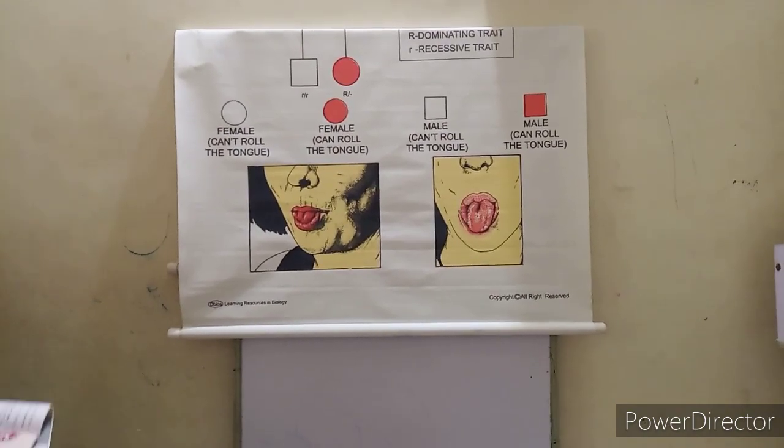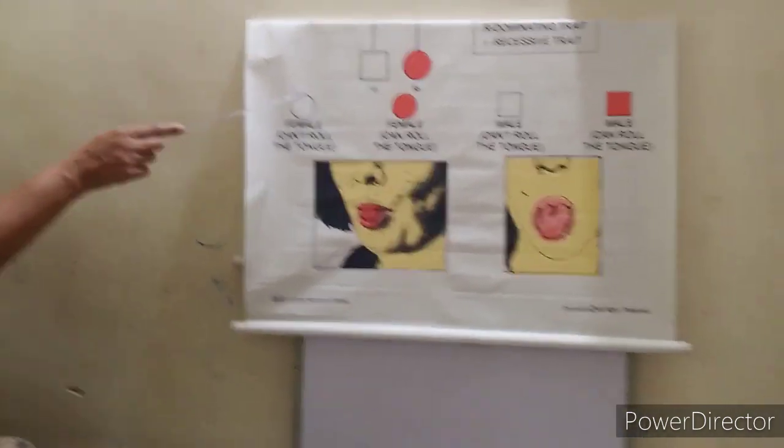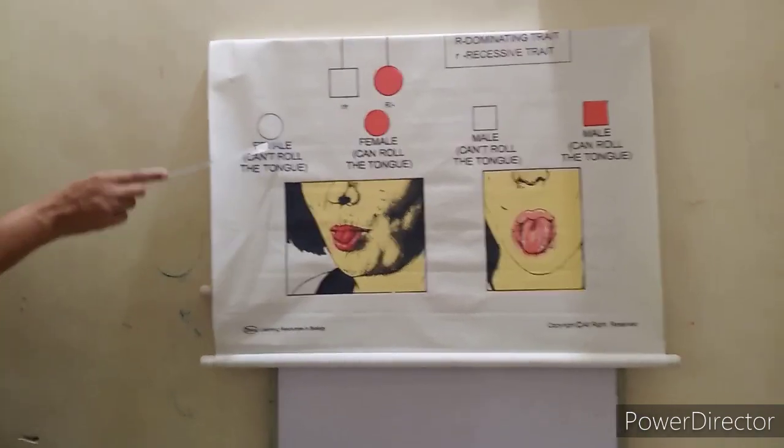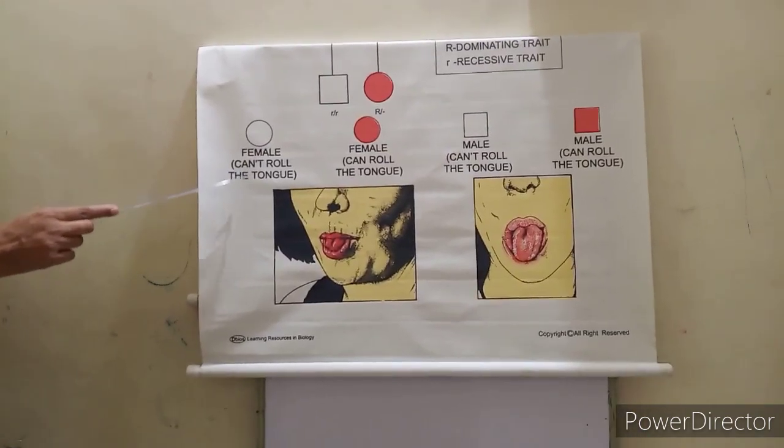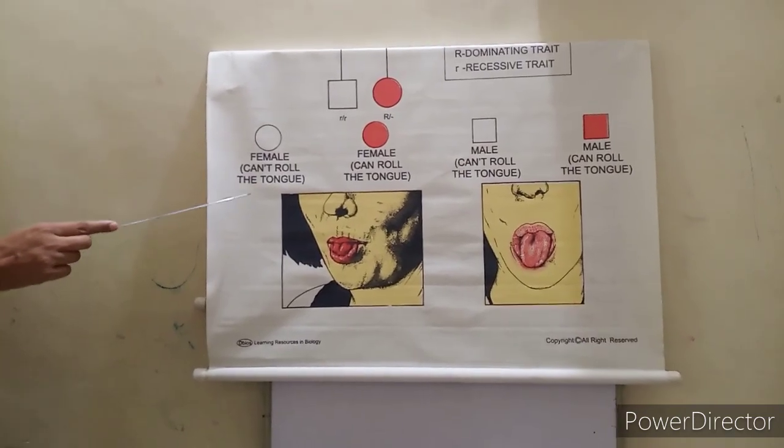Now here we can see the symbols. This is a hollow circle symbol. This is showing that the female is not able to roll the tongue.